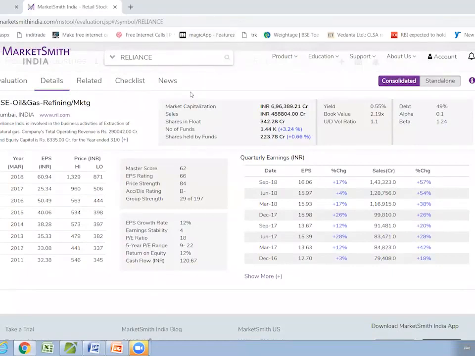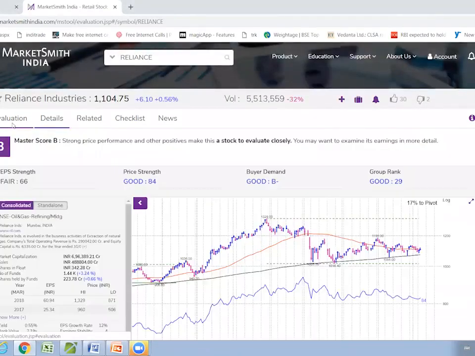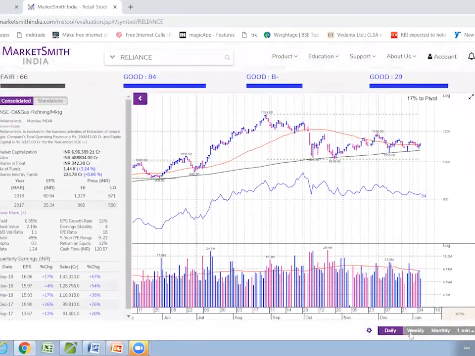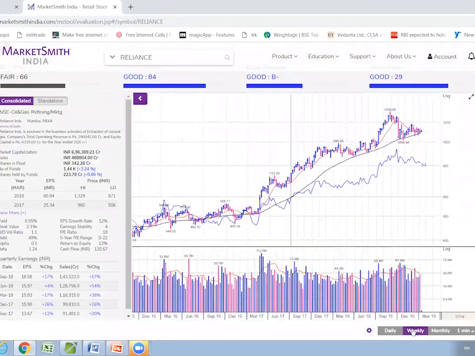Yes, the chart pattern it will show. If you see here, it's a chart. This is a chart of Reliance. That's the daily chart. Let's see the weekly chart. So this is your power to pivot. The stock broke out of a cup with handle pattern. It gave 20% within 3 weeks.